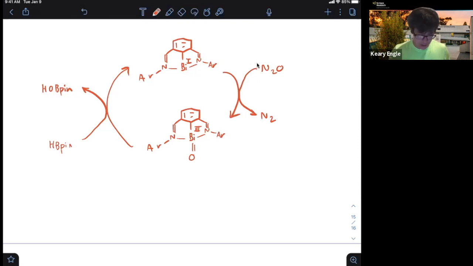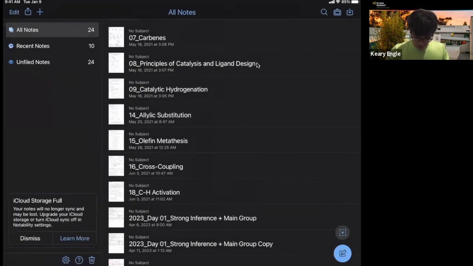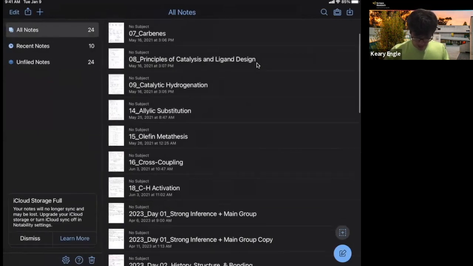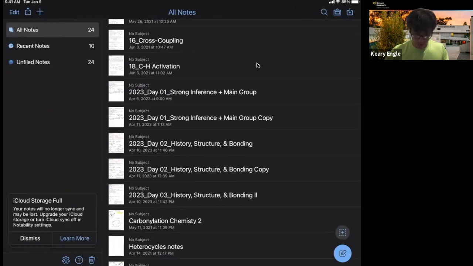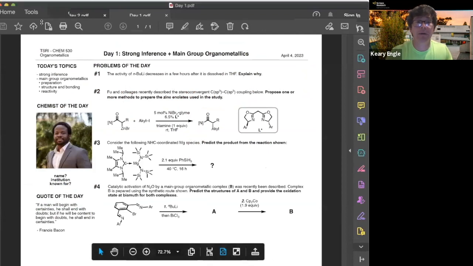And that will mean I will open a new file here. And our day 2 notes start with a problem of the day. So let me go ahead and share that, and I'll read that to you.